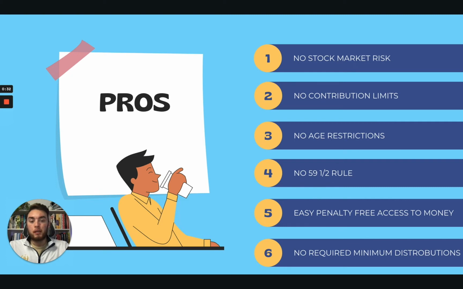The pros of an IUL are that there's no stock market risk. There are no contribution limits. There are no age restrictions on when you cannot get an IUL. There's no 59.5 rule. Also, you can easily access these funds with no taxes and no penalties. And there's no required minimum distributions once you hit age 72, like most other types of accounts.